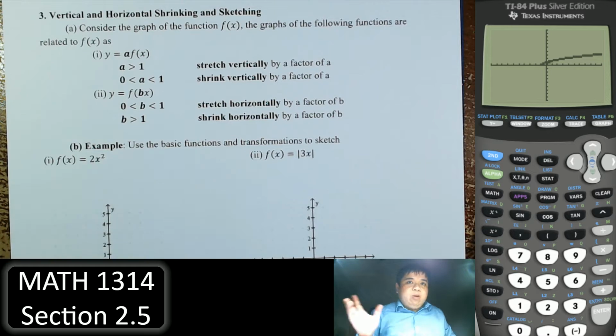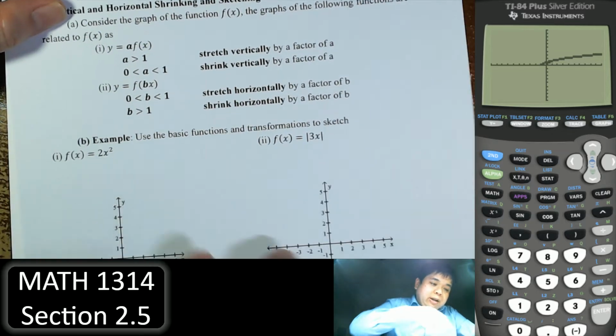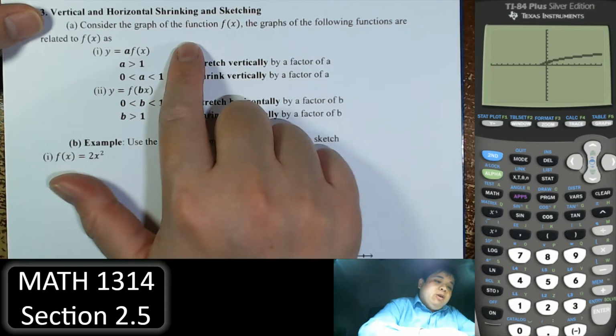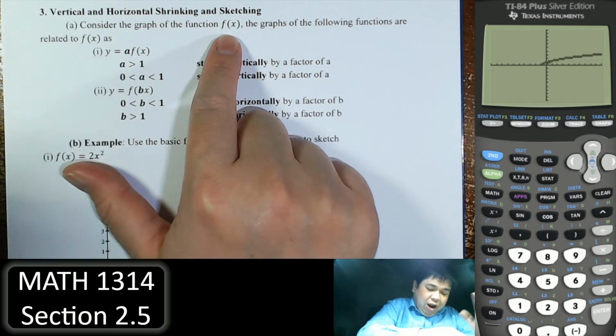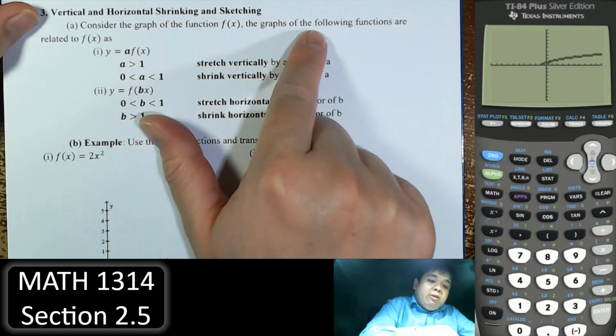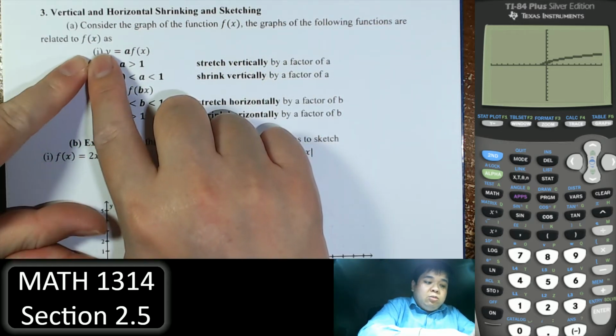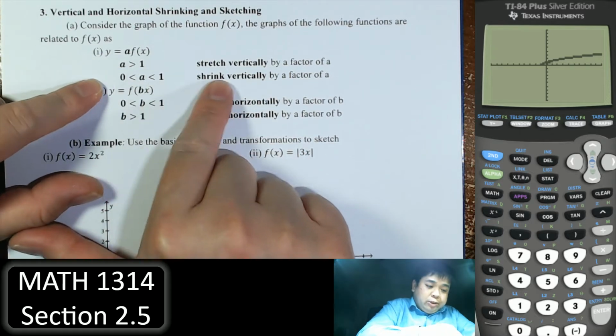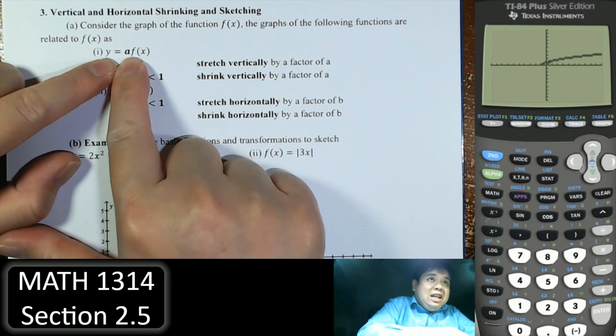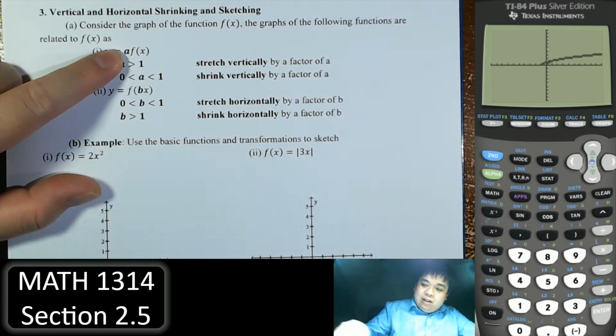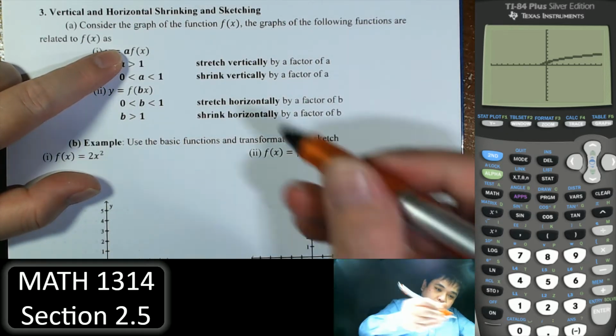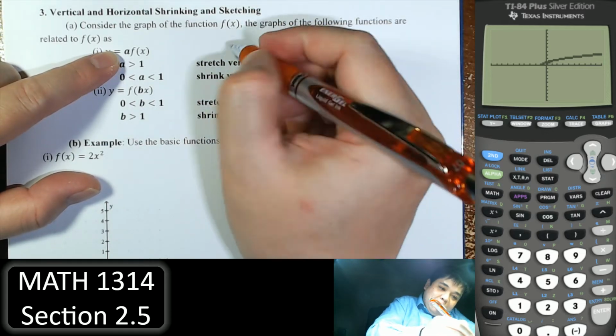So earlier we had translation or shifts, meaning the graph just moves around and does not change shape. This will change the shape. Consider the graph of the following function of the graph of f of x. The graphs of the following functions are related to f of x as follows. Notice the a here is on the outside of the function, right? So that is vertically because it is on the outside.